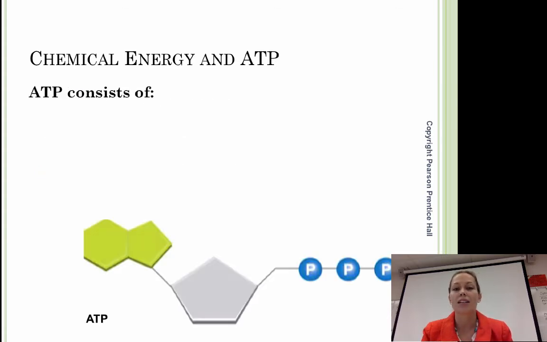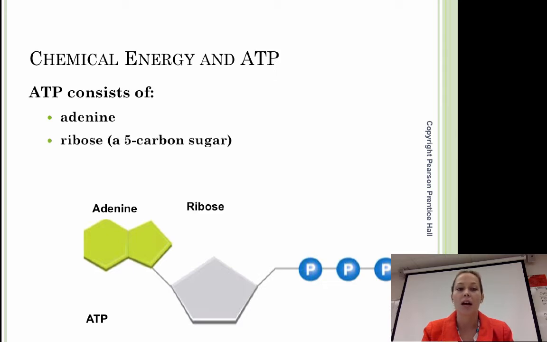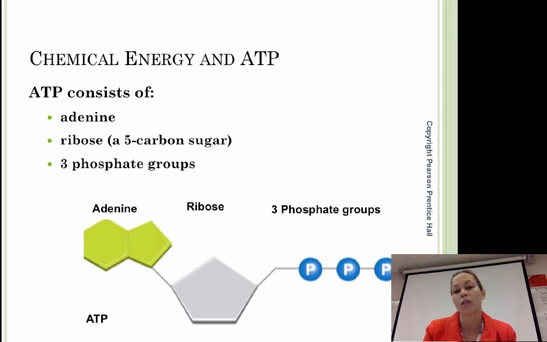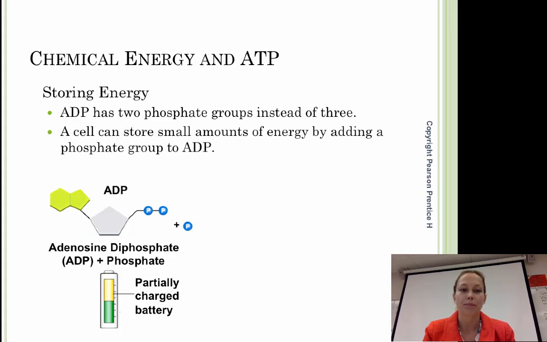So ATP consists of three parts. It's made of an adenine, it's made up of a 5-carbon sugar called ribose, and it's made up of 3 phosphate groups. You need to be able to identify the parts of an ATP molecule. So make sure you either sketch this or draw this out in your notes and have it there.